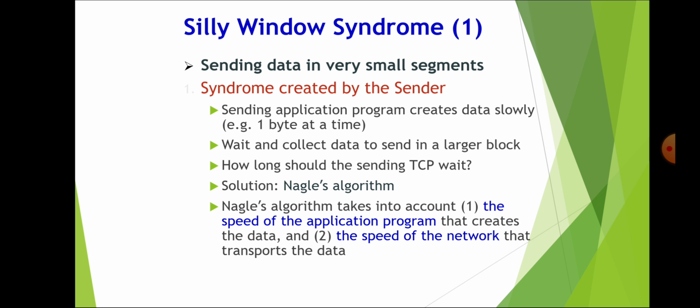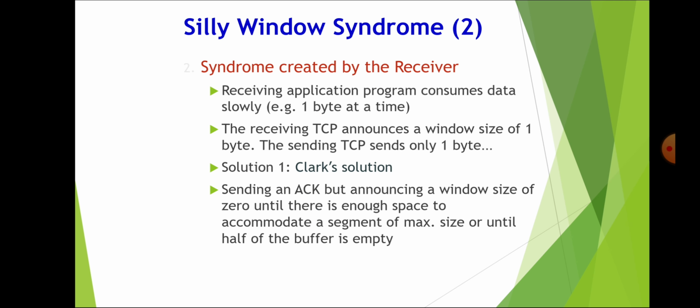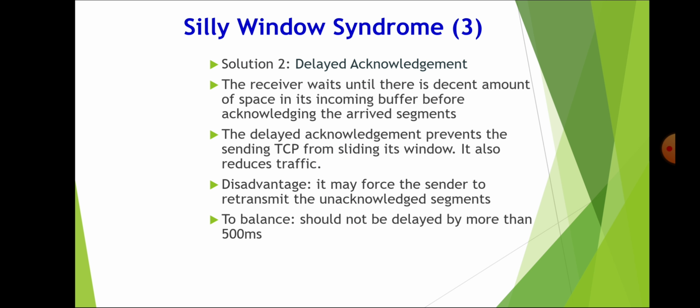Okay, so this is how the silly window syndrome arises from the mismatch between the speed of the application program that creates data and the speed of the network that transports the data. Here on the receiver side, the receiver application program consumes the data slowly. The receiver TCP announces a window size of 1 byte, and the sending TCP sends only 1 byte. The solution for that is Clark's solution. Third is the delayed acknowledgement, which is not very important.